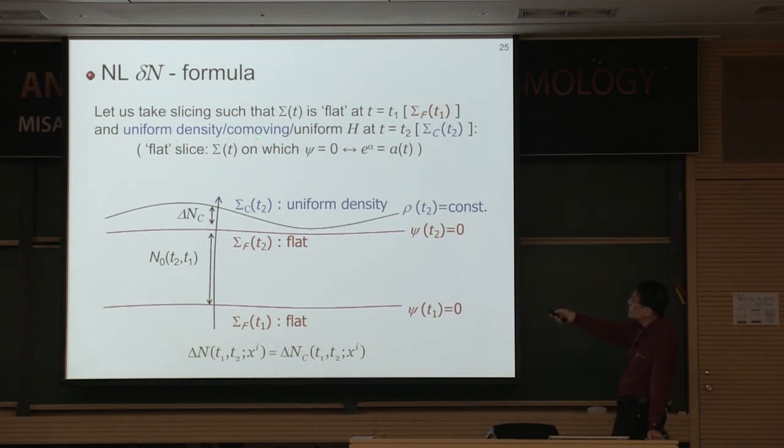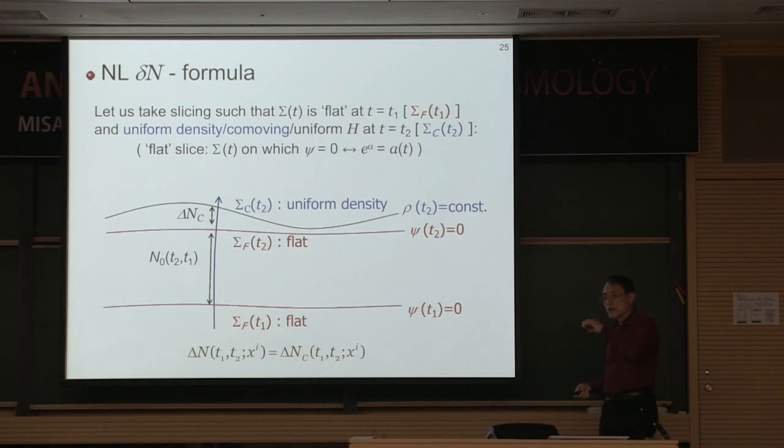If you can, comoving may not be chosen, or may not exist. But in that case, take uniform density or uniform Hubble. But in the nonlinear formulation, uniform density is best, because we are dealing with this density formula. But anyway, then you can straightforwardly see that the difference of the delta N is equal to the fluctuation of the curvature on the final uniform density slice.